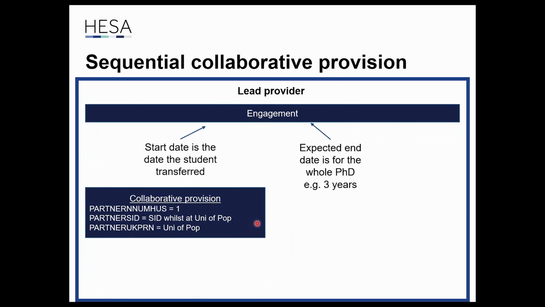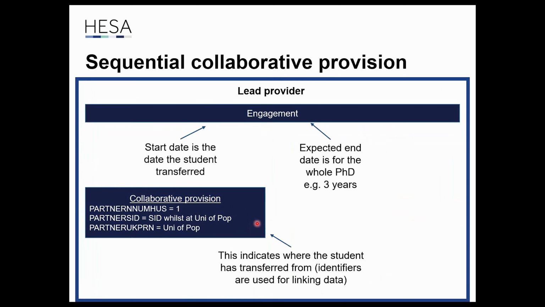Again, the expected end date is for the whole of the PhD, so it's hopefully going to be the same date as it was at the University of Poppleton. After the 3 years of that student's study, that is when they're expected to end. At this point, that would be about 2 years in the future. And as I said, it's those three collaborative provision fields that indicate that the student has transferred from somewhere else.